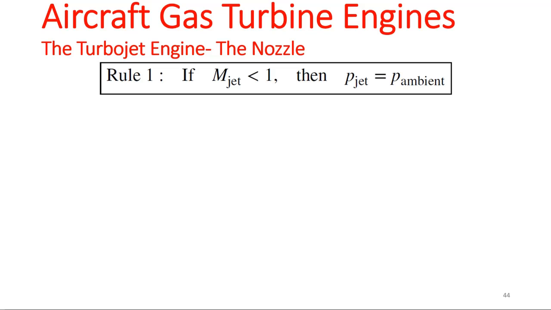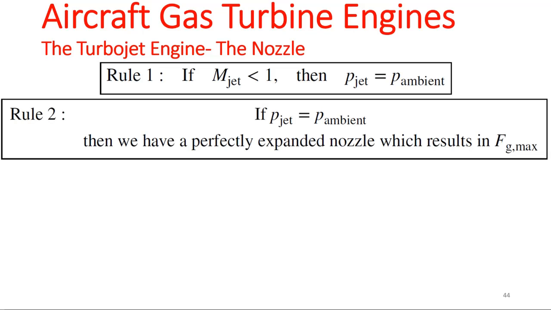But what was this condition? What did we call this specific situation when your P jet is equal to the ambient pressure? A perfectly expanded nozzle, exactly. So that's your rule number 2. If your P jet is equal to the ambient pressure, then you have a perfectly expanded nozzle, which will result in the maximum gross thrust.